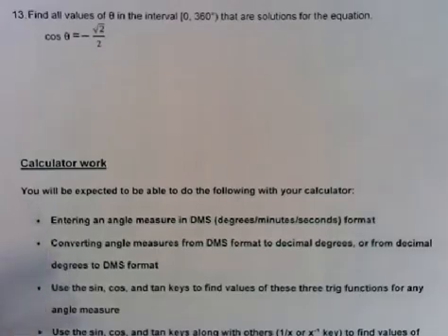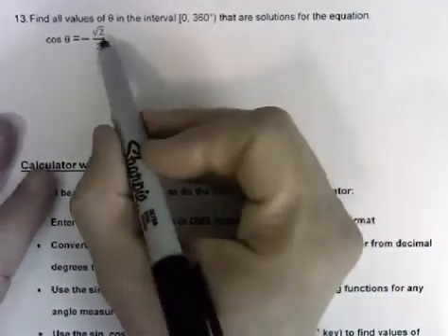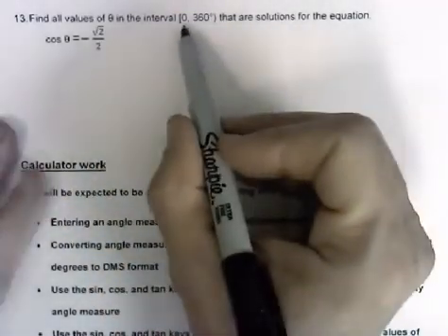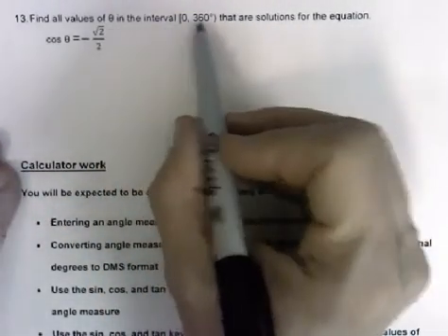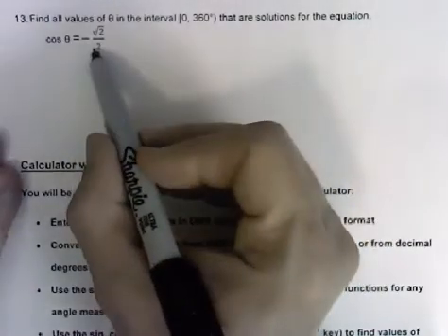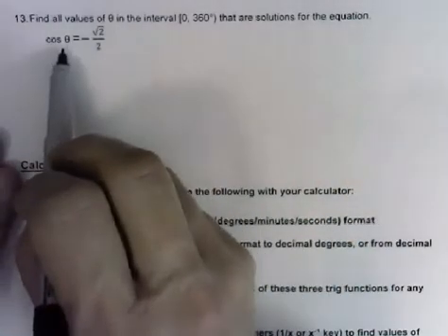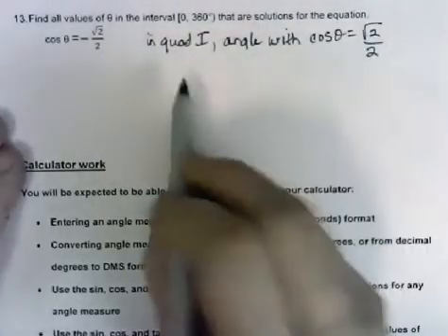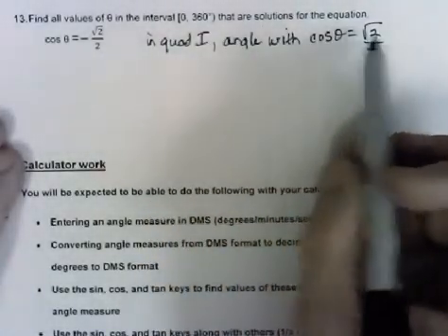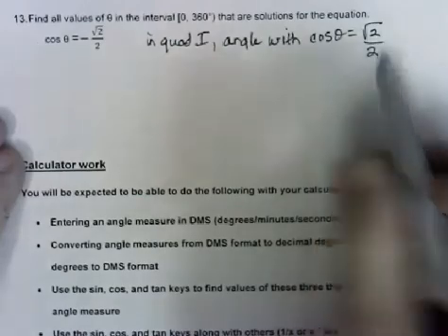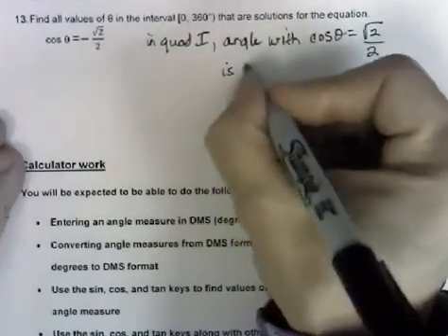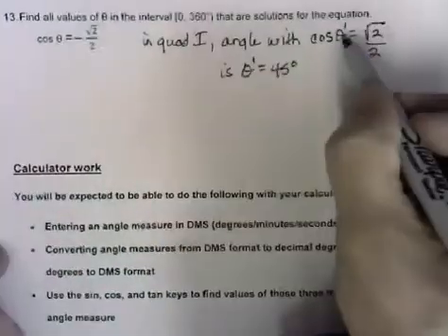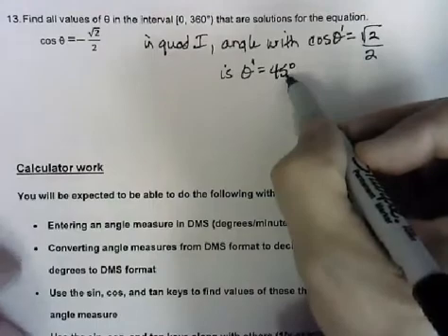Another way we can use those special angle values is if we have a value and we're trying to find the angle. In this one, we're trying to find all the values of theta between 0 and 360 that would be solutions for this. In other words, we're trying to find all the angles that would have this value for the cosine. So in the first quadrant, the angle where cosine of theta is the positive square root of 2 over 2 is theta equals 45 degrees.